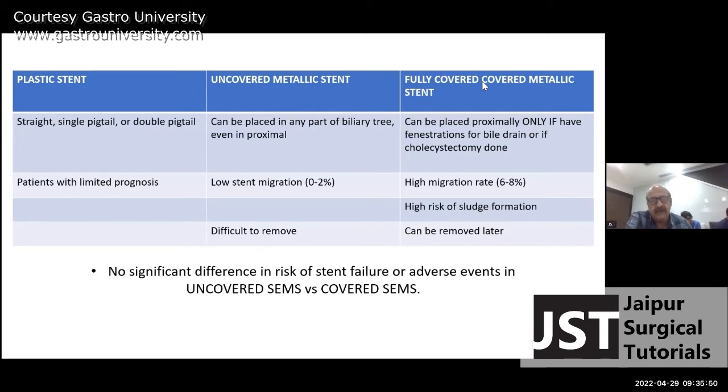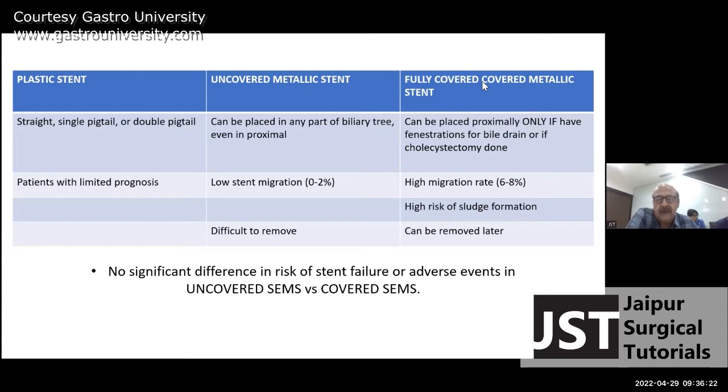It has a low migration rate, but it is difficult to remove these uncovered stents. The fully covered stents can be placed proximally, but they should have fenestration in between. If it is a post-cholecystectomy status, it is not a problem, but there is a theoretical indication of getting cholecystitis post stenting. Of course, a little higher migration rate.